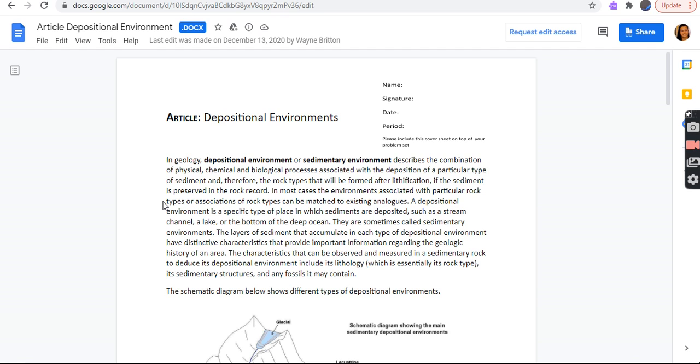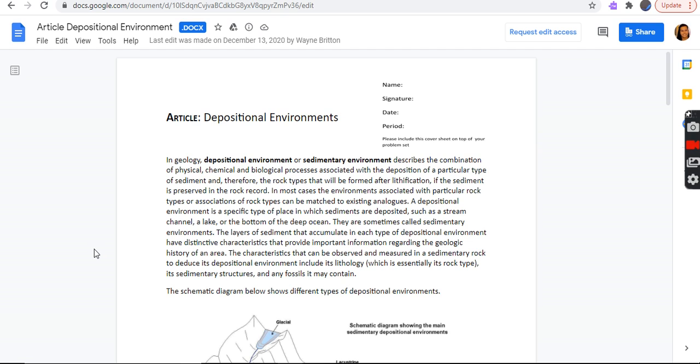Such as a stream channel, a lake, or the bottom of a deep ocean. They are sometimes called sedimentary environments. The layers of sediment that accumulate in each type of depositional environment have distinctive characteristics that provide important information regarding the geologic history of the area.